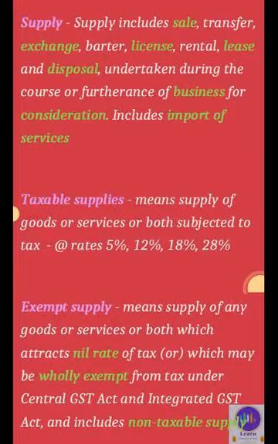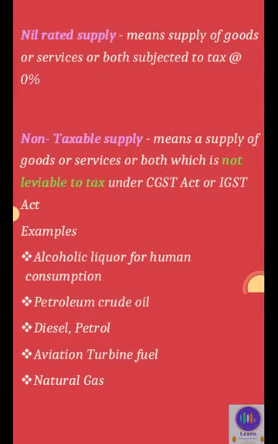Exempt supplies have no GST and crucially, suppliers cannot claim ITC on inputs used to make those supplies. That makes exempt supplies costlier because they cannot recover input tax. The list of goods and services is generally notified through notification. Examples, certain health and education services, some agricultural products. These exempt supplies include nil-rated and non-taxable supply.